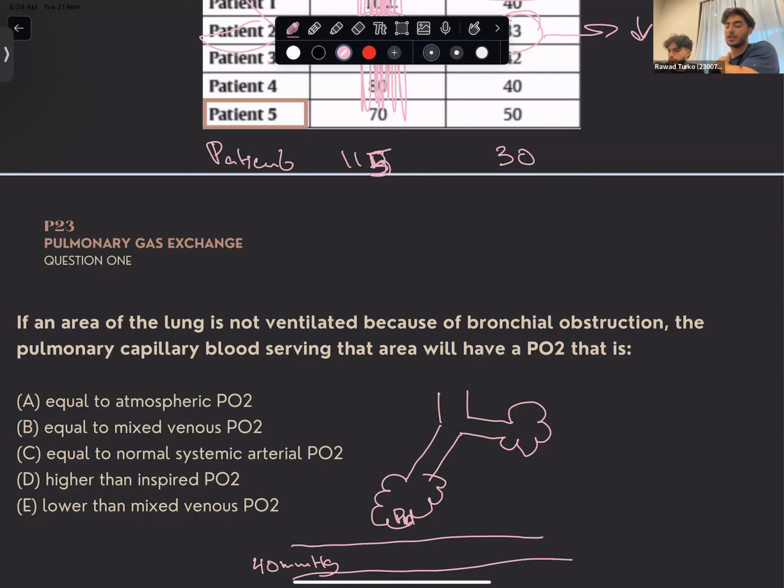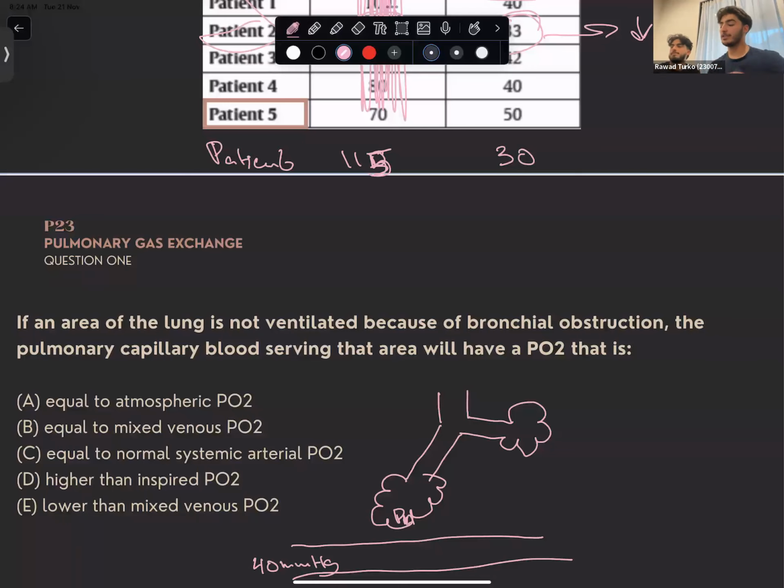You said E. Could you tell me why you think it's E? Because mixed venous is the blood in the arteriole coming before going to the bronchiole or the alveoli, and as it passes, the PO2 will decrease. Okay, not exactly. Not exactly.